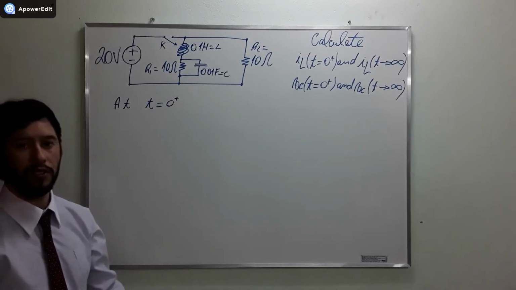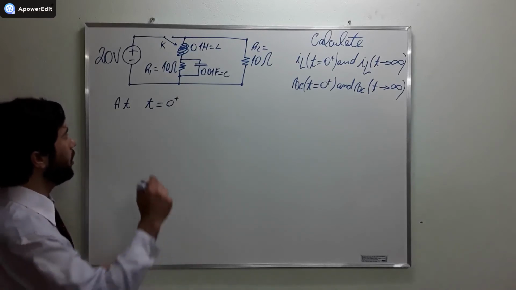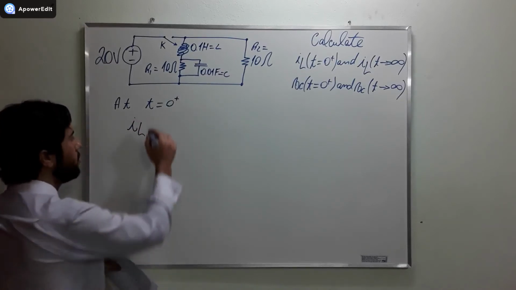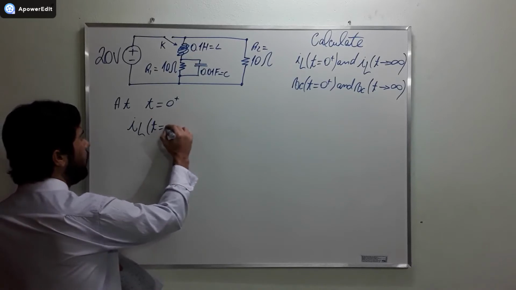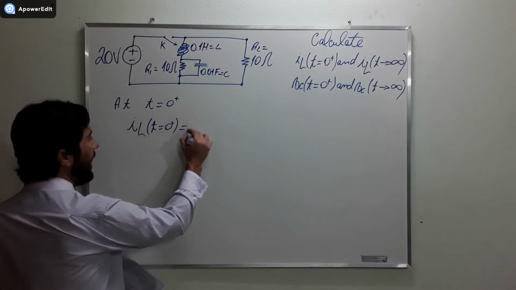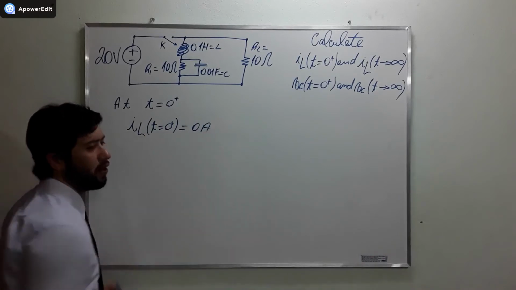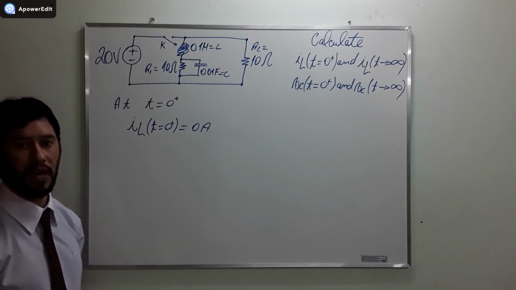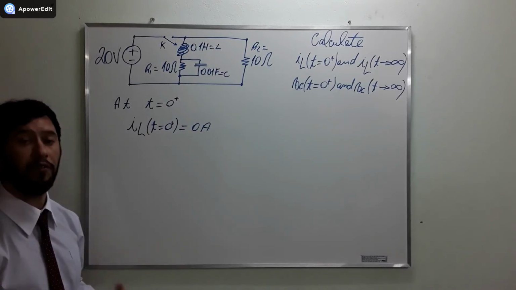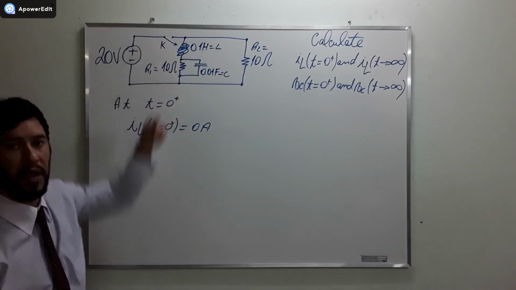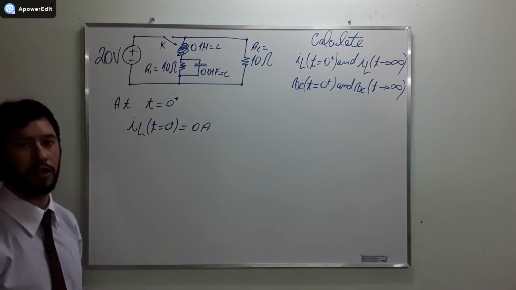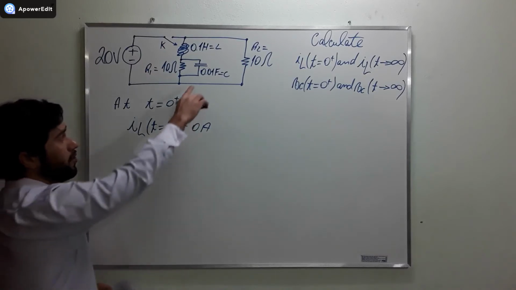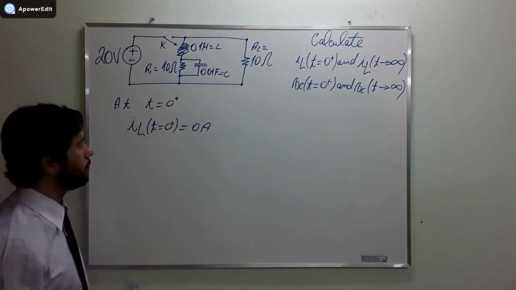Okay, so what does this mean? It means that the current through the inductor at t equal to 0 plus has to be equal to 0 amperes. Because the inductor has inductance, and this inductance prevents the current from passing through it immediately. And how about the capacitor? The capacitor behaves as a short circuit.